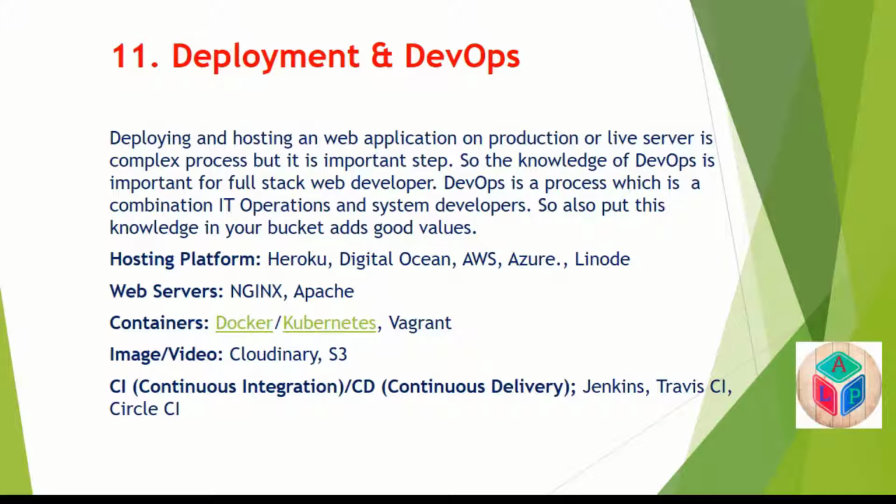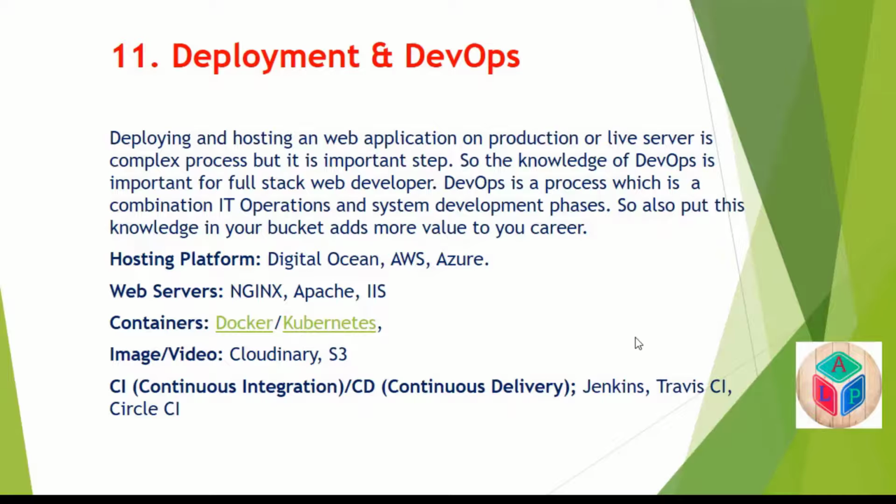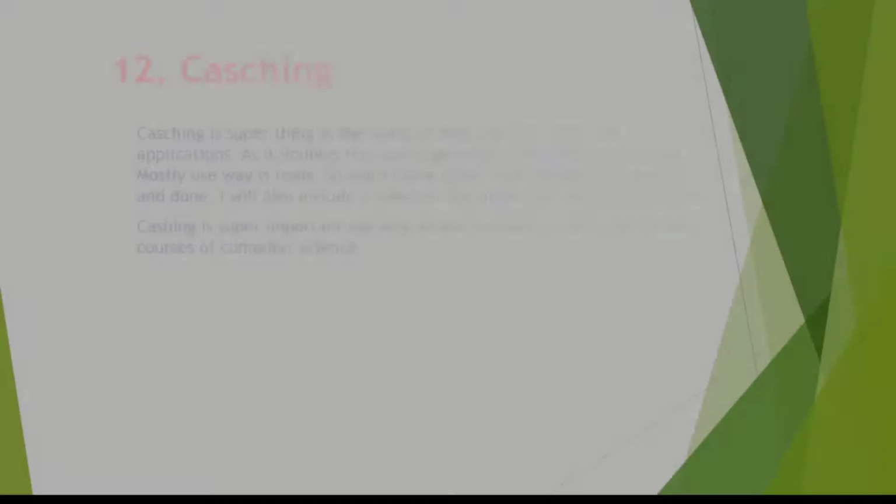Hosting platforms include DigitalOcean, AWS, Azure. Web servers include Nginx, Apache and IIS. There are some containers like Docker and Kubernetes. CI, continuous integration, CD, continuous delivery: Jenkins, Travis CI and Circle CI. All the knowledge about these various technologies is very important.